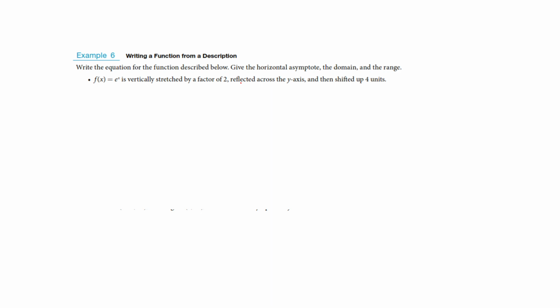So the first thing we're going to do is stretch it vertically. Well, we just put a 2 out in the front of this function, e to the x. Now we want to reflect it across the y-axis. Okay, so that's a right to left flip. Okay, so that's in on the x, remember? And then we want to go up 4 units, so we're going to add 4.